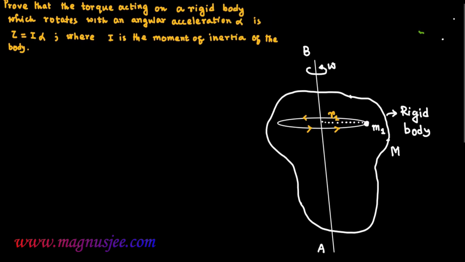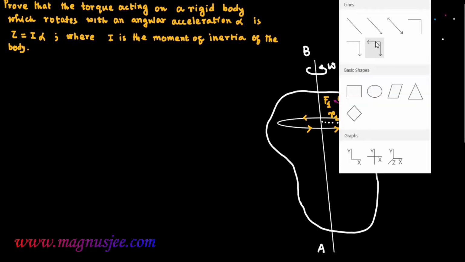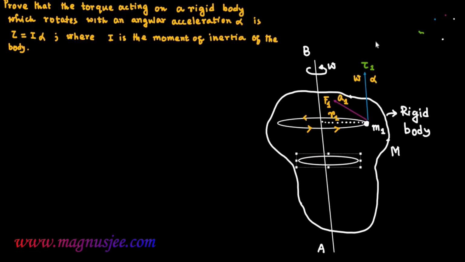First particle has the tangential acceleration. On this first particle, a force F1 acts inwards and linear acceleration is A1. But this first particle of mass M1 rotates about the axis of rotation AB with an angular acceleration alpha which acts vertically upwards, and torque tau1 is also acting vertically upwards, provided the body rotates in anti-clockwise direction in a horizontal plane about the axis of rotation AB.